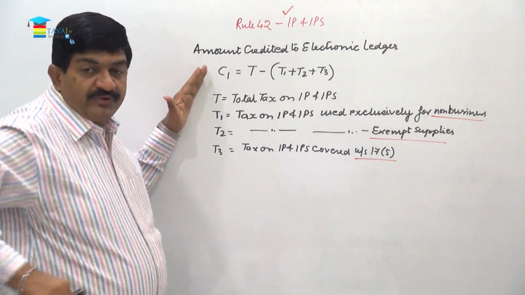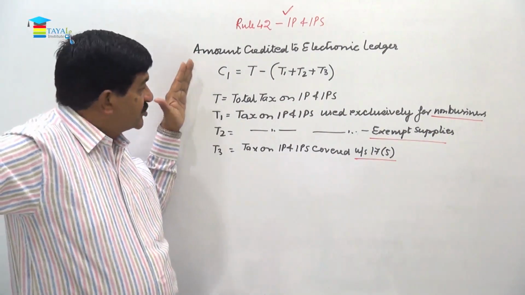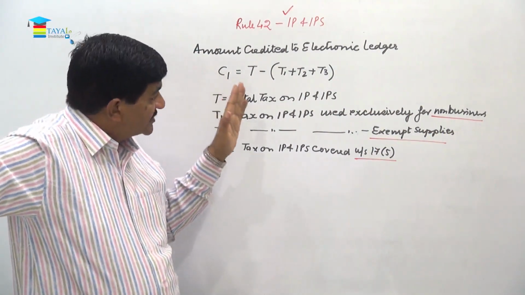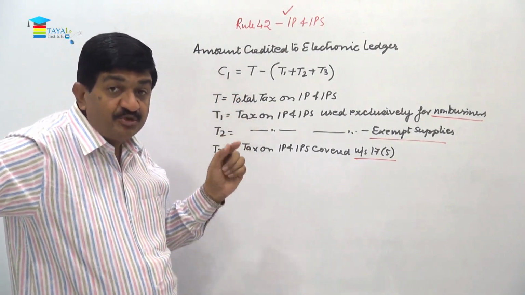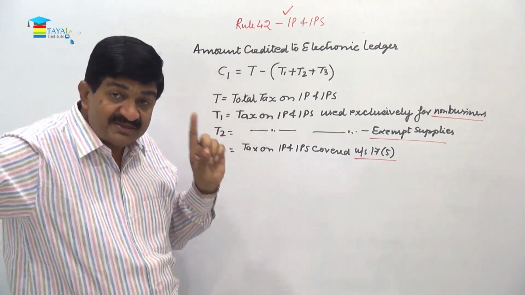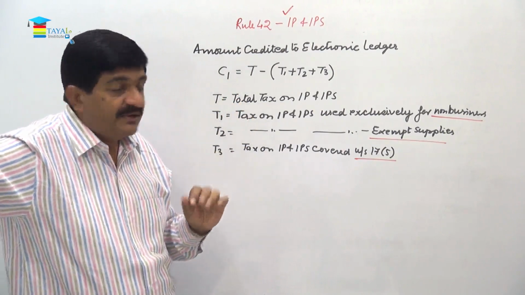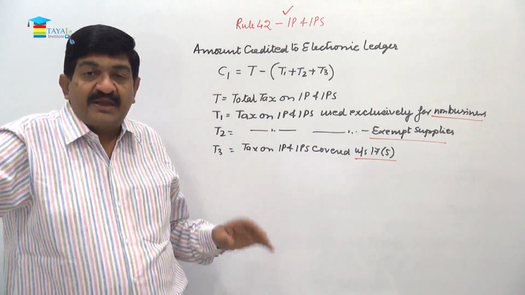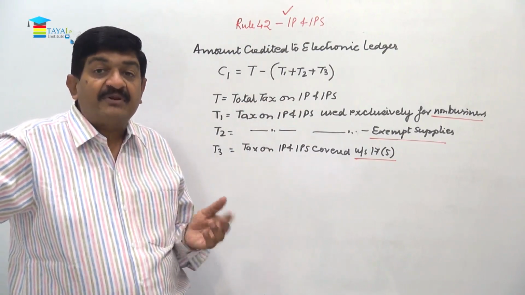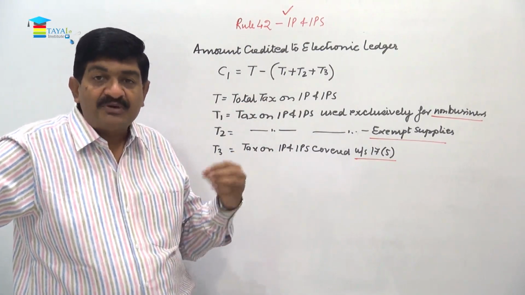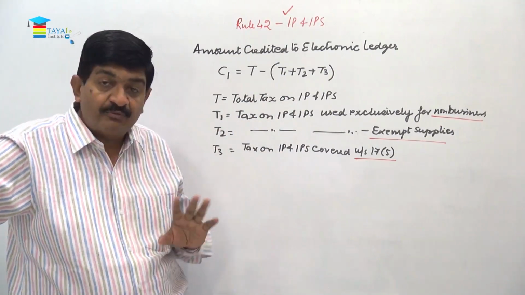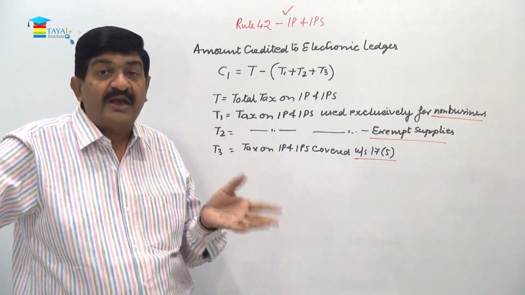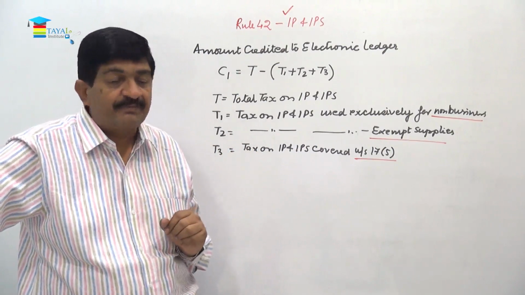So amount which will be credited to ledger, this will be equal to total tax on input and input supplies during a tax period, and this tax period is certainly a month. So whatever calculation we are showing you here, same thing has to be done on a monthly basis, and after the end of financial year also that same calculation has to be done once again to determine whether whatever is done throughout the year is correct or not, and then adjustment is done later, right?